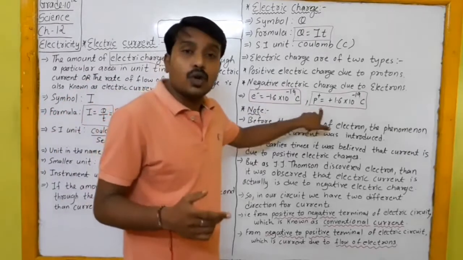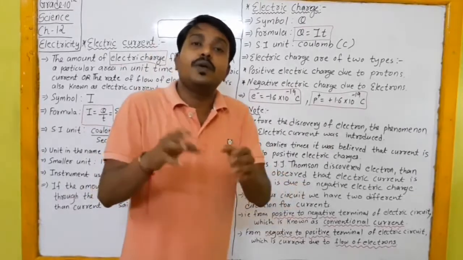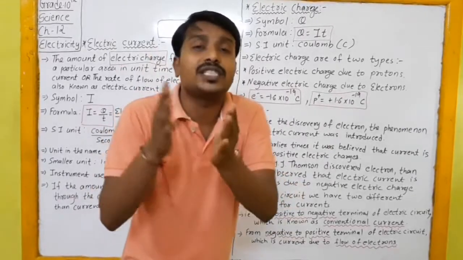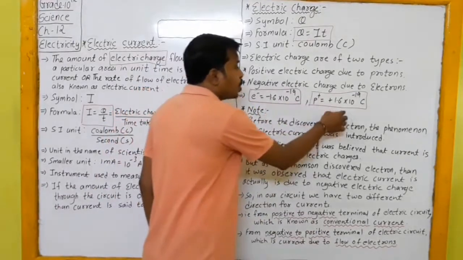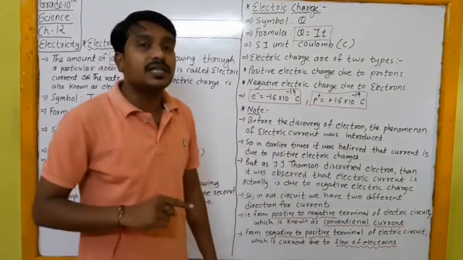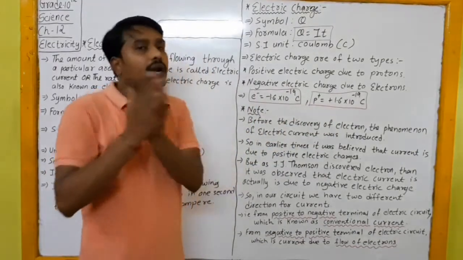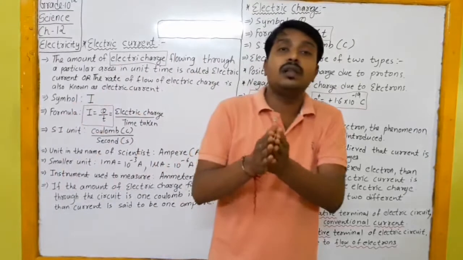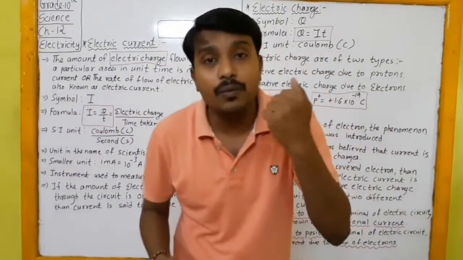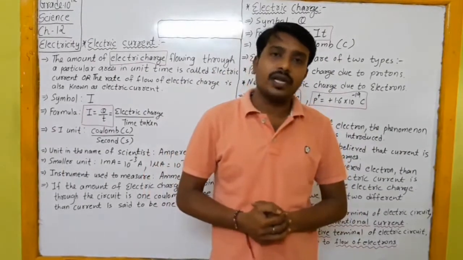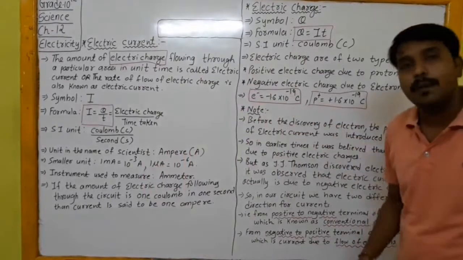Now, similarly, the proton is positively charged, so the charge possessed by the proton will have a positive sign, but the magnitude is going to be the same. Whatever the charge possessed by the electron and the proton, the magnitude of both will be the same, but the sign will be changed. The electron will have a negative sign, and the proton will have a positive sign. Okay, dear students, and the value is 1.6 into 10⁻¹⁹ coulomb.